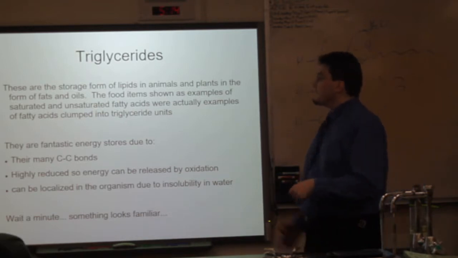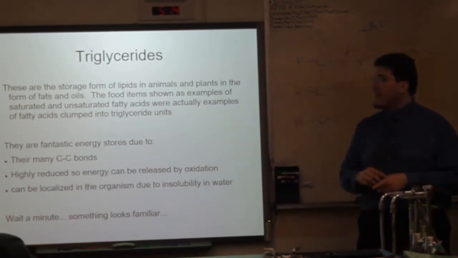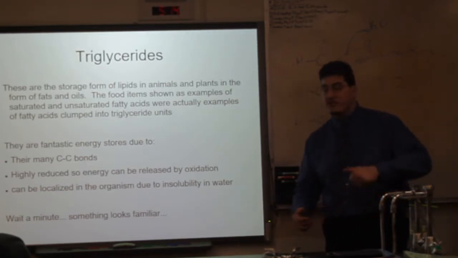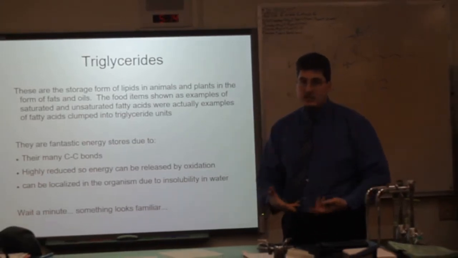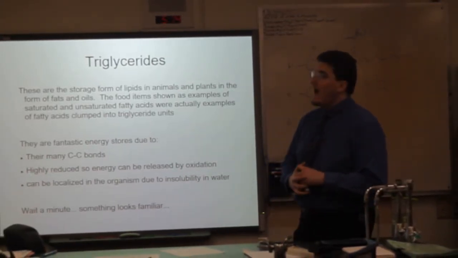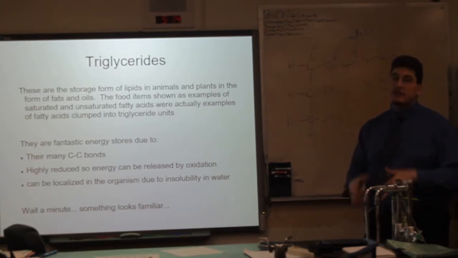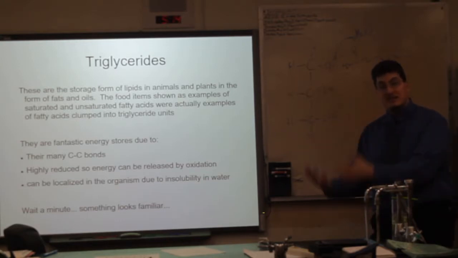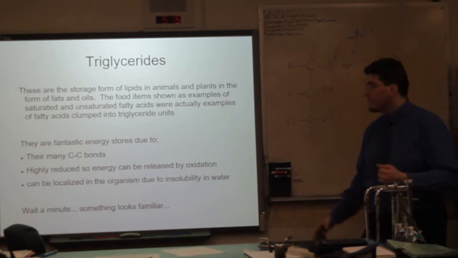The food items that were shown as examples of saturated and unsaturated fatty acids were actually examples of fatty acids clumped into triglyceride units. So, in animals, your triglycerides will typically be saturated triglycerides. And your plant oils will be unsaturated triglycerides. They will consist of unsaturated fatty acid tails on a triglyceride, glycerol with 3 fatty acid tails.